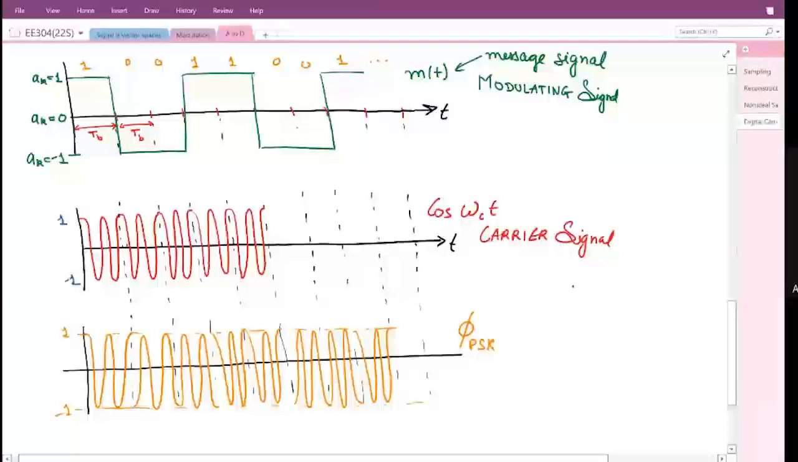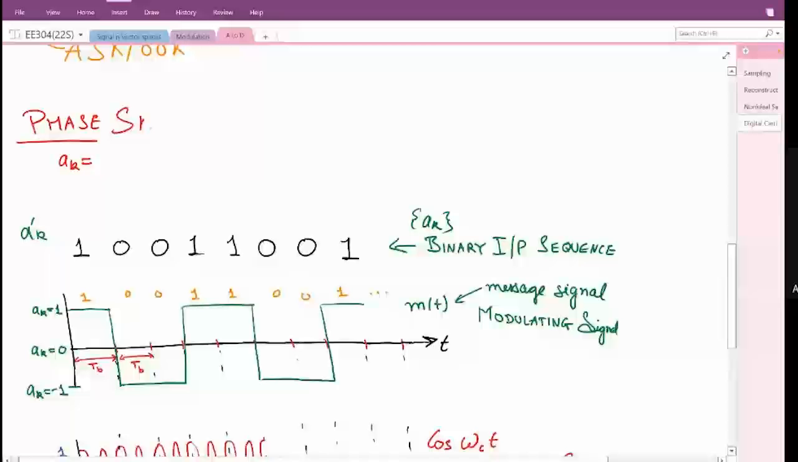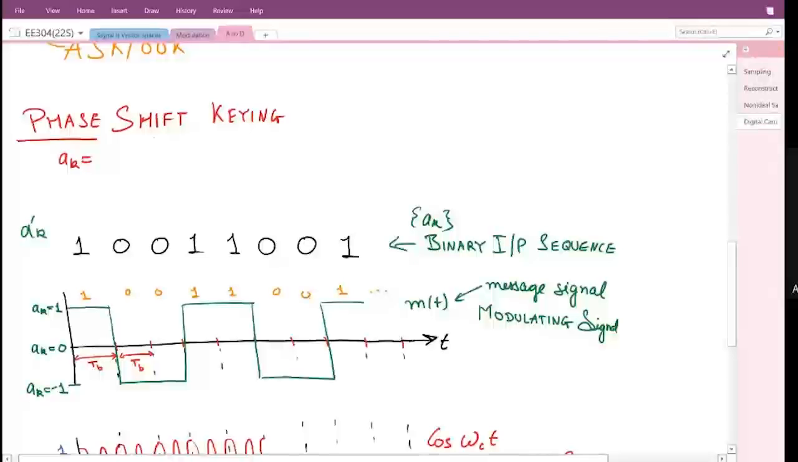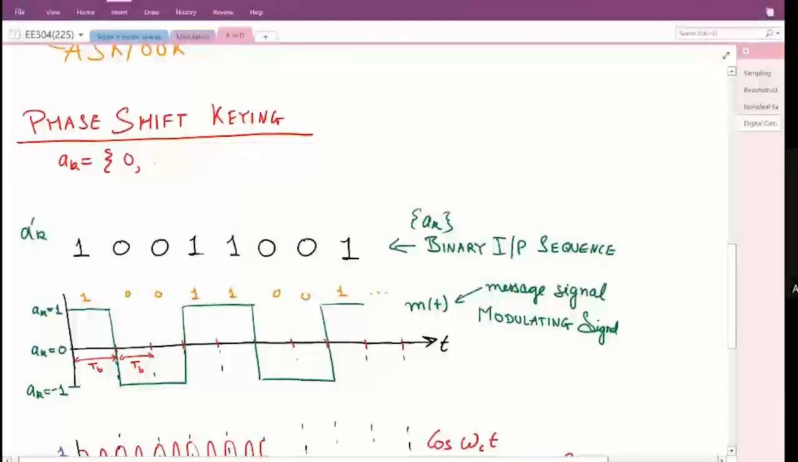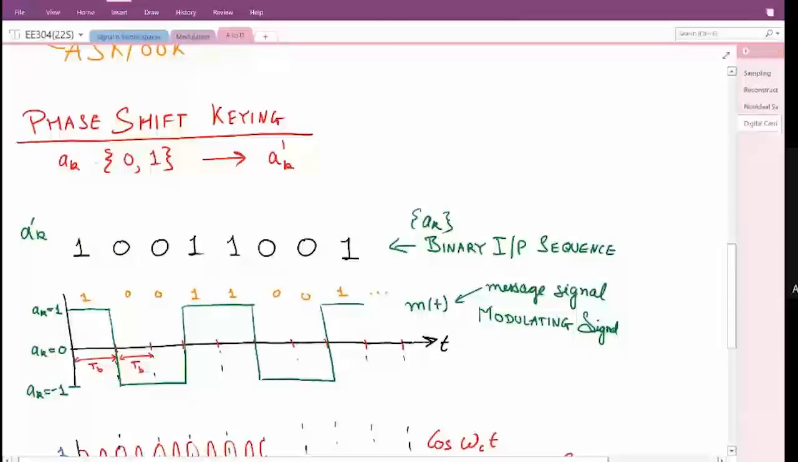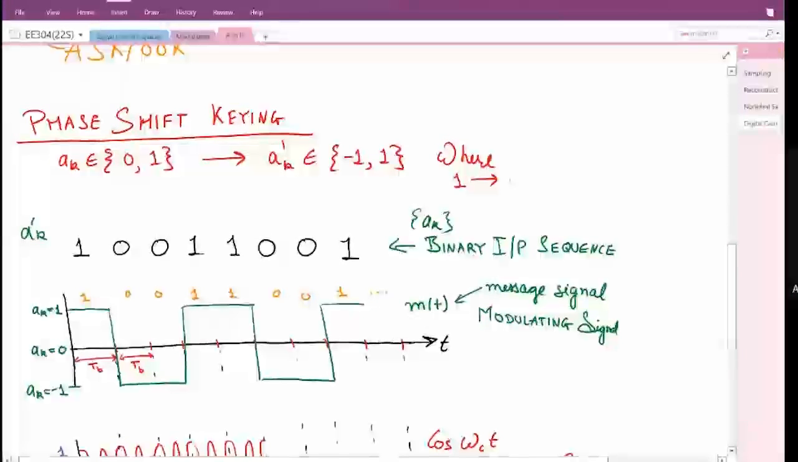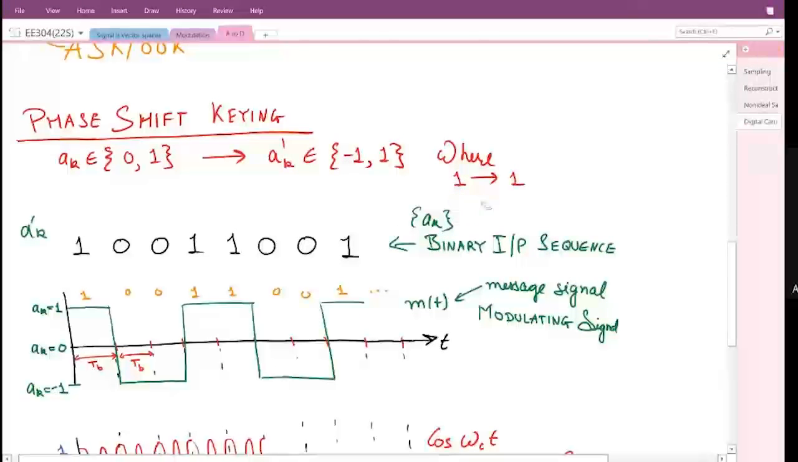PSK. This is called phase shift keying. AK can take values 0 or 1, which are being mapped to AK prime, which belongs to minus 1 and 1, where 1 is being mapped to 1 and 0 is mapped to minus 1.